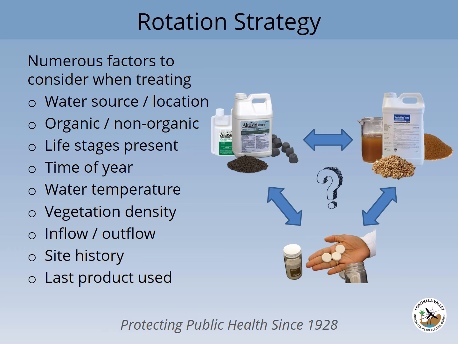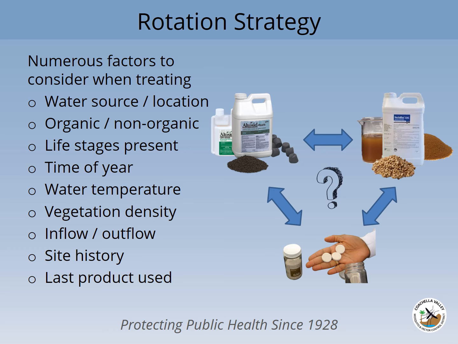whether it's an organic or non-organic property, what life stages of the mosquito larvae you are seeing, what time of year it is, what the water temperature is, the vegetation density, whether there is a lot of inflow or outflow of water taking place, the site history, and finally, the last product used. There may be even a few more variables that I'm missing. So you can see it's a lot of things that go into the decision-making process when you're performing a control application. So where exactly does product rotation fit into all this?